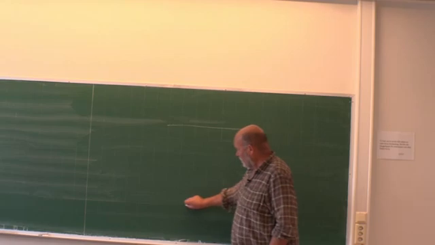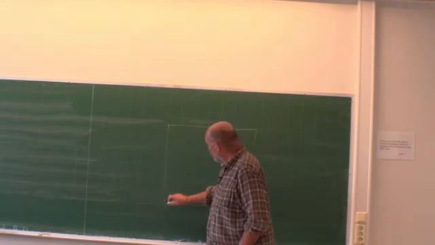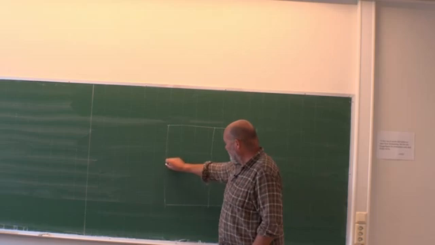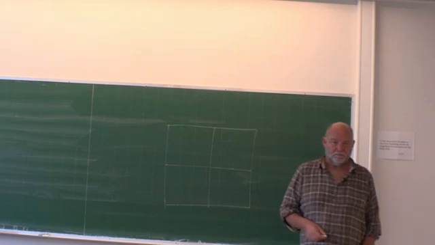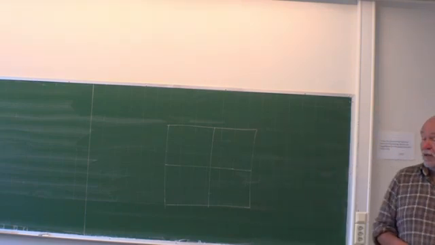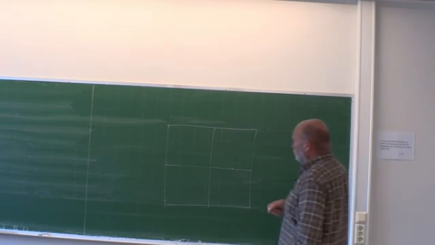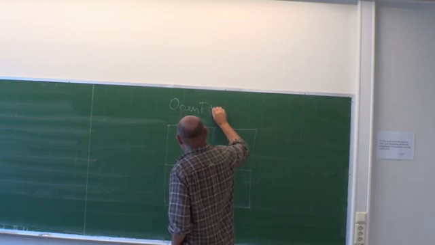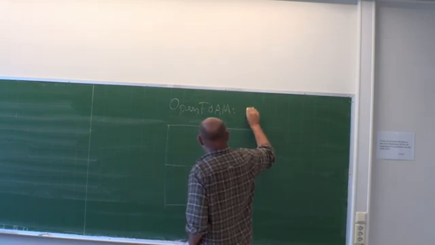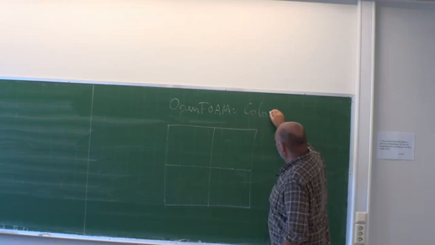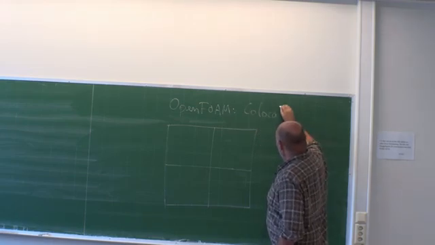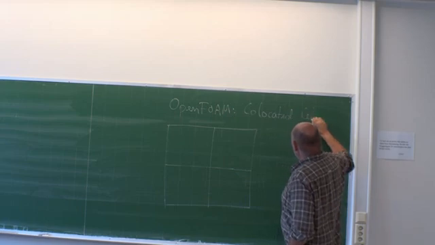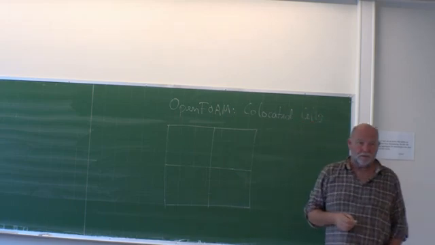So let us just do a simple sketch here. And here I have 2 by 2 cells, just for simplicity. OpenFOAM uses co-located cells. What does that mean?